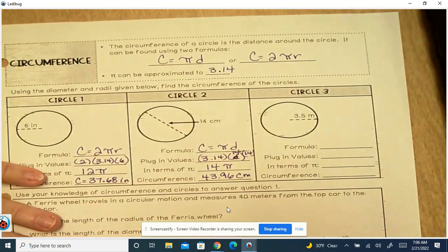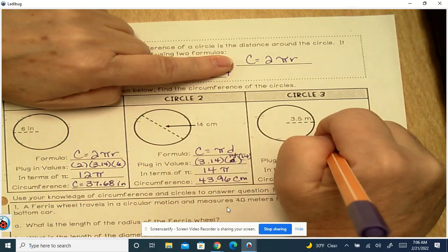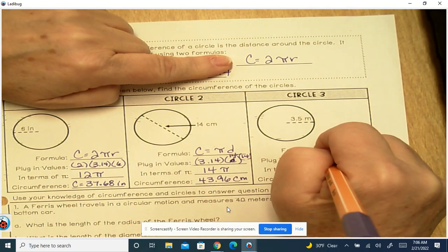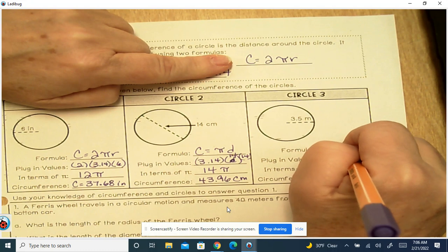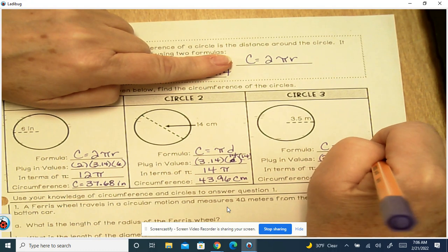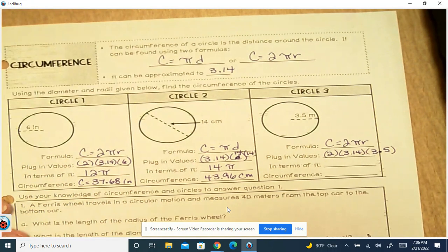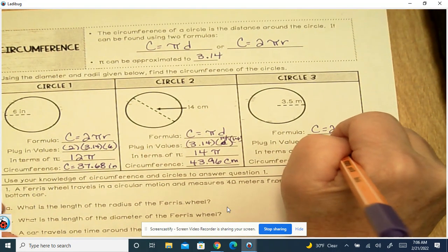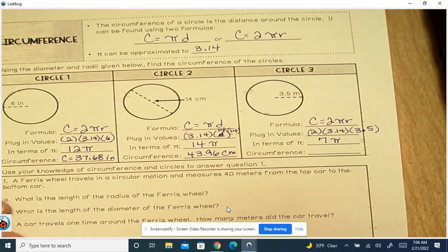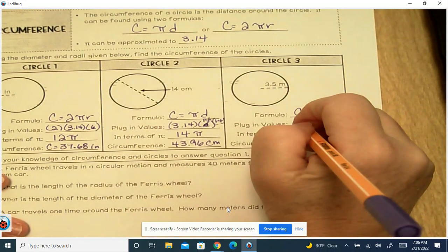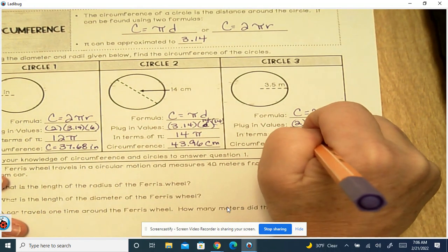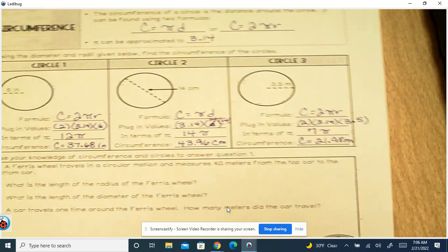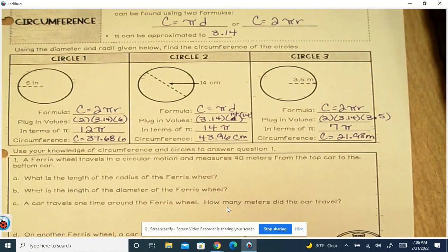And the last circle uses the radius again. So we've got circumference equals 2 pi r. So we have 2 times 3.14 times 3.5. And in terms of pi, 2 times 3.5 is 7, and then we put pi. If we multiply those, we get the circumference equals 21.98 meters. So we've got to know those two formulas.